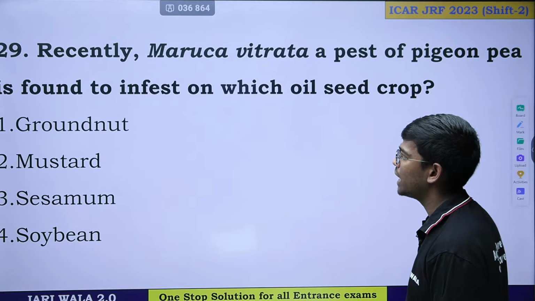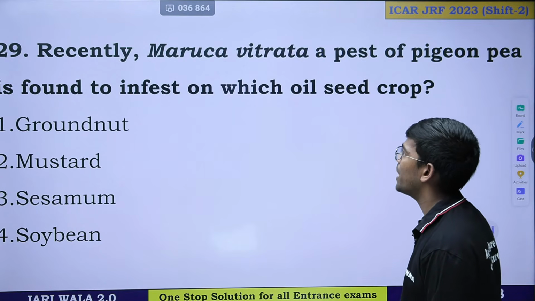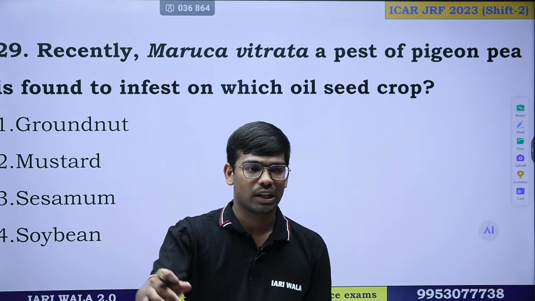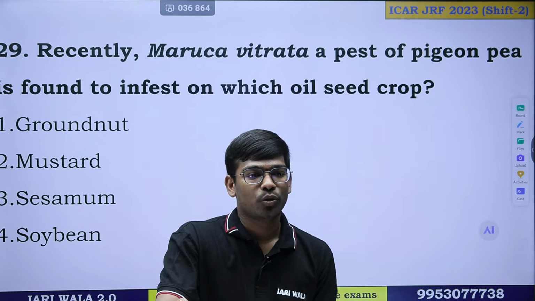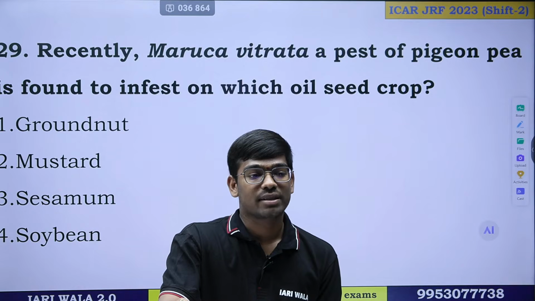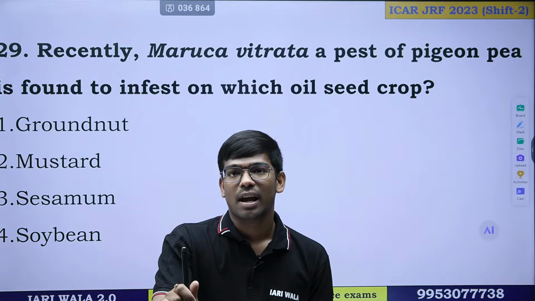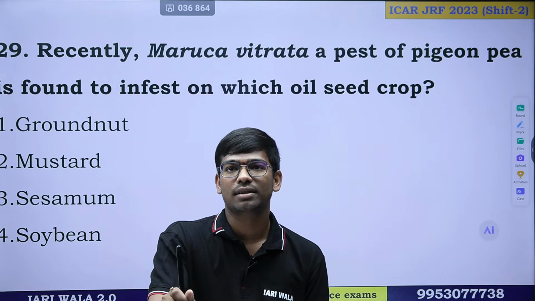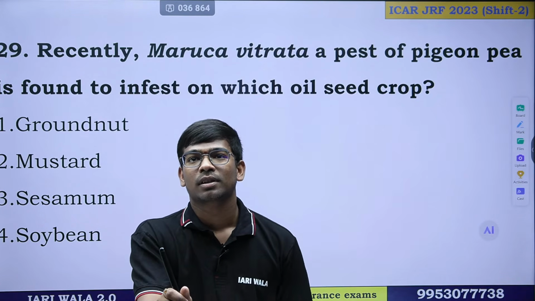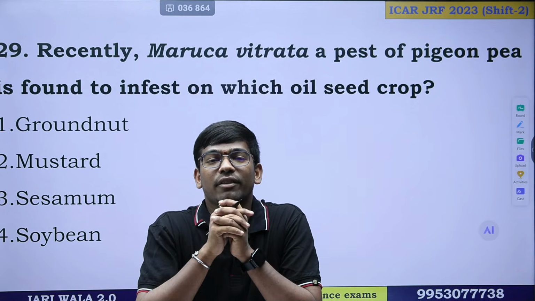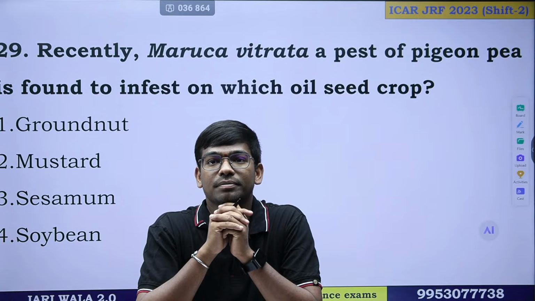So the 29th question. Recently, Maruca vitrata, a pest of pigeon pea, that is red gram, was found to infest which oilseed crop? And this also we have discussed in the class. Maruca vitrata infests which of the oilseed crops?